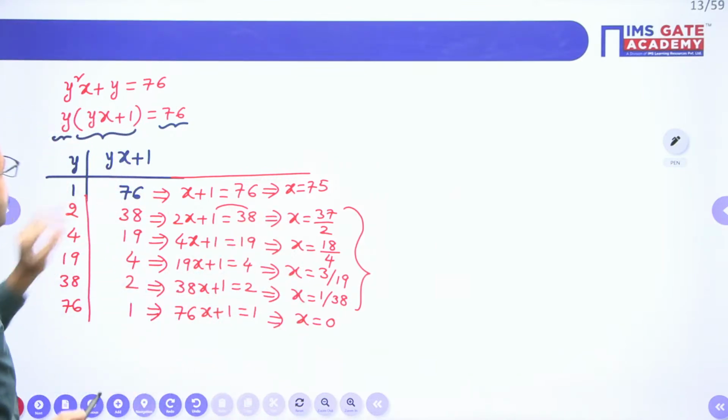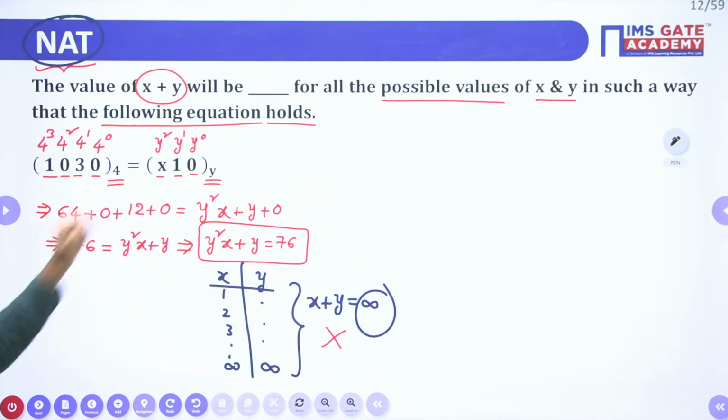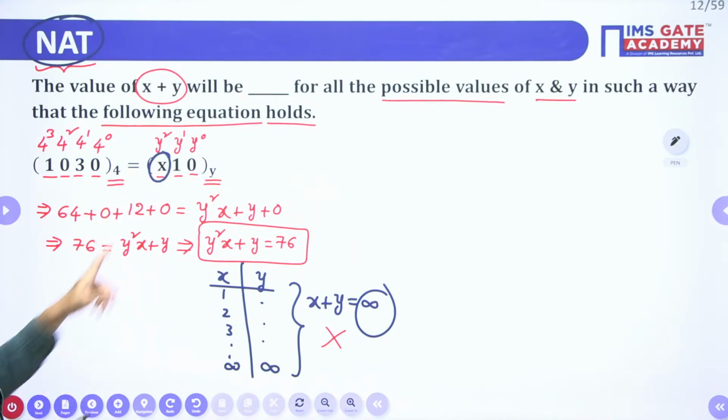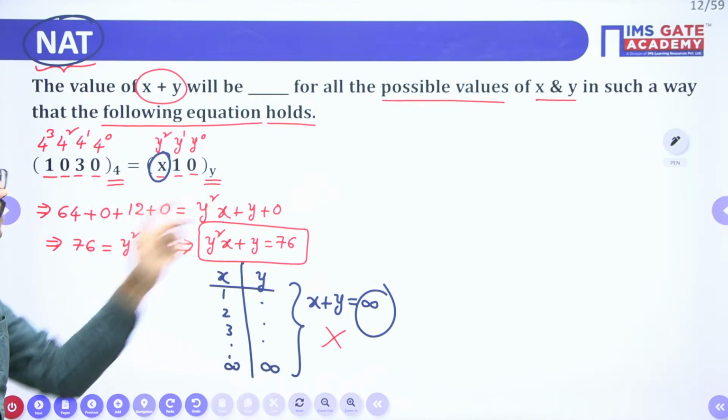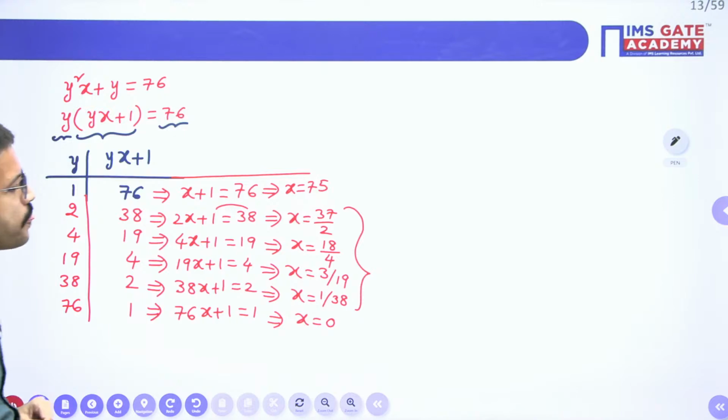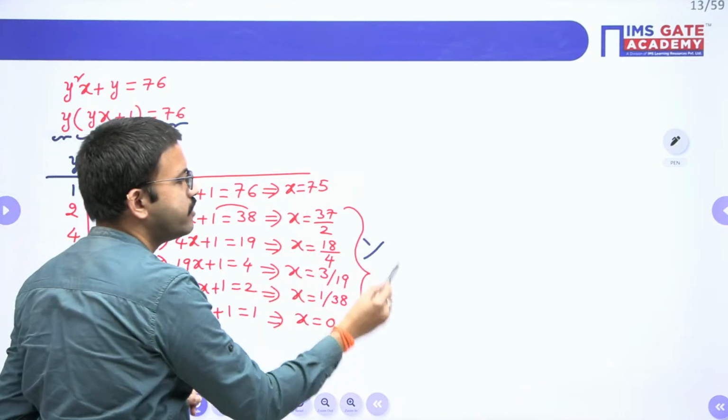See here, if you observe the question, x value is a digit. That means in any number system, if you have a single digit, that value should be an integer. But here it is a fraction number. Straight away you can eliminate.